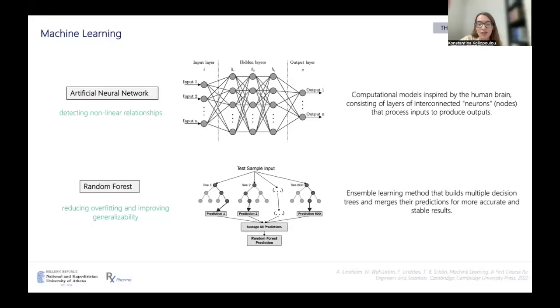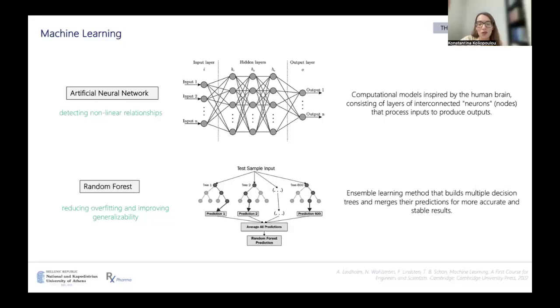Artificial neural networks are computational models inspired by the human brain, consisting of layers of interconnected nodes representing neurons that process inputs to produce outputs. They excel in detecting nonlinear relationships, but often require large datasets and computational power.